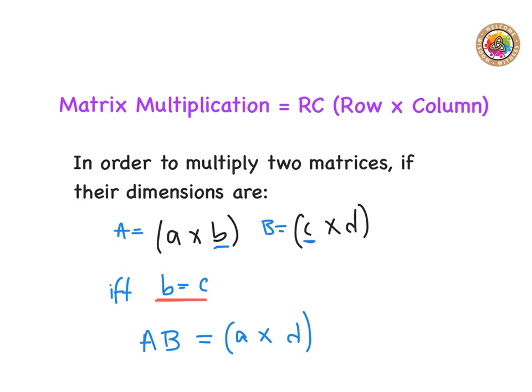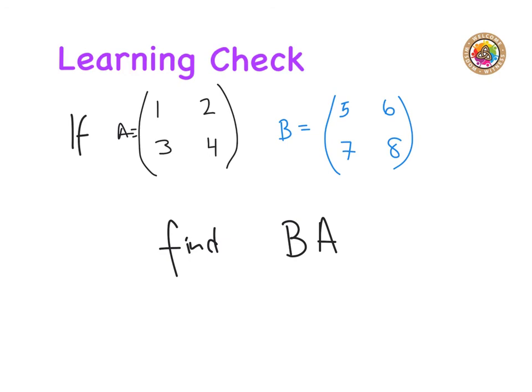Okay? Now, as a learning check, we're going to go back to the first example that you've taken down. And here the question is, if A equals 1, 2, 3, 4 and B equals 5, 6, 7, 8, this time I want you to find BA, because we're going to learn something very interesting in this learning check. We're going to see, does order matter, is it commutative in matrix multiplication?